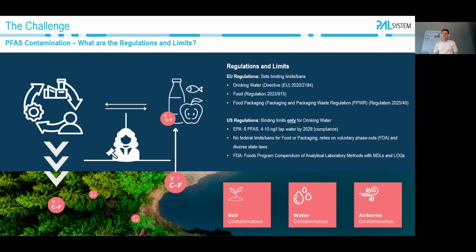However, they do provide methods with minimum detection limits and limits of quantification that we will include in our analysis later on. This divergence means that analytical labs need methods that are not just sensitive, but also very adaptable, and not just in their sample prep, but also to their sample types.